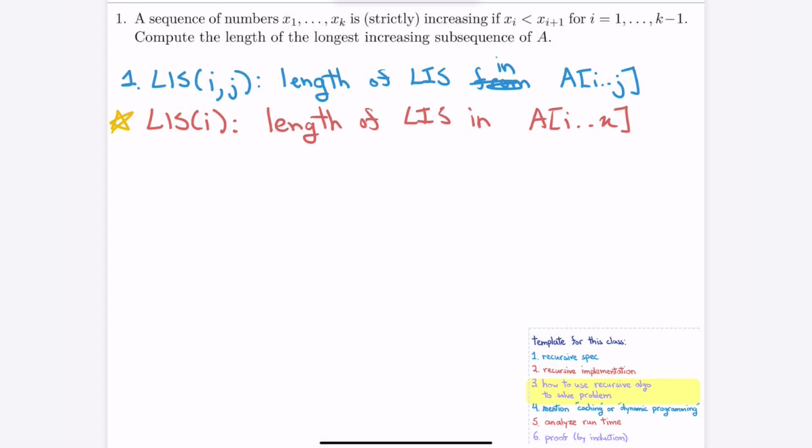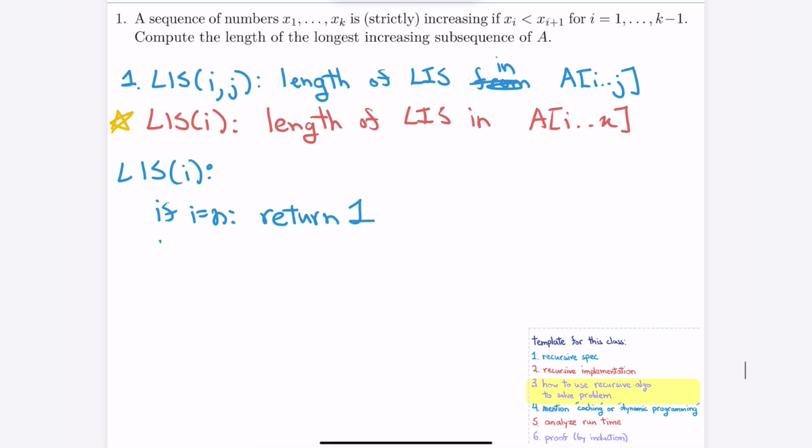LIS of I, right? The length of the longest increasing subsequence. And how might I implement this? What's the first step? All right, what are some base cases? Okay, if I is N, return 1.